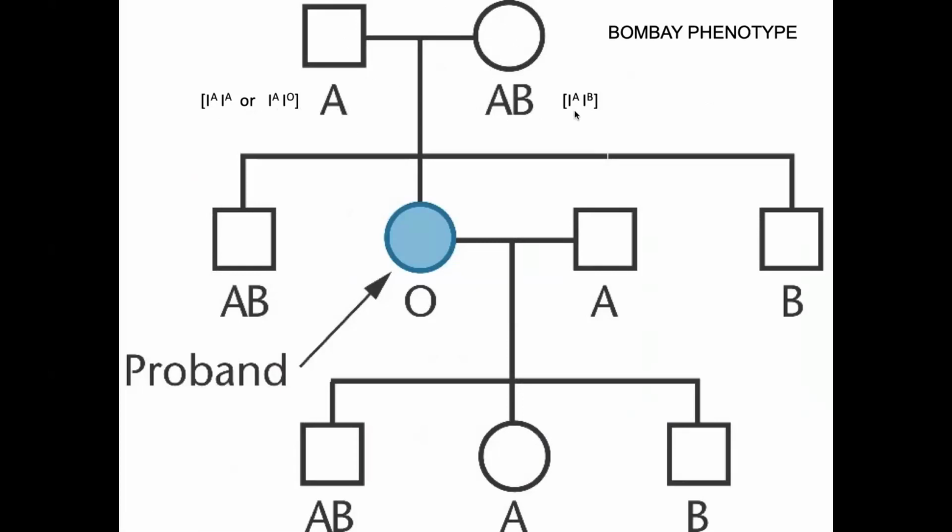So those two individuals produced a child that had the O blood type. Based on our understanding of the I gene and the 3 alleles of the I gene, that's impossible. There's no way that those two parents with their particular genotypes could produce a child with an O blood type.